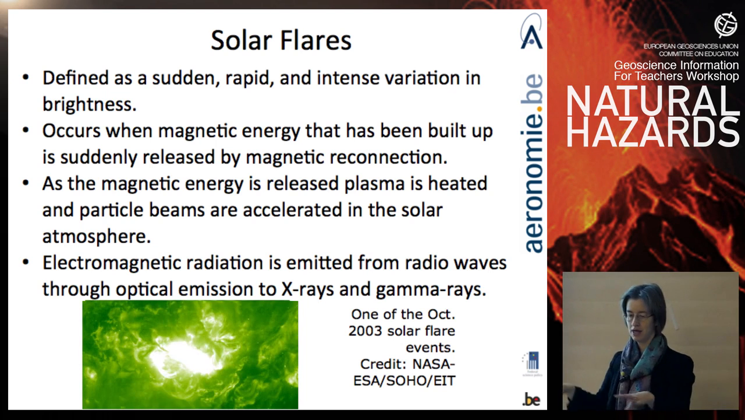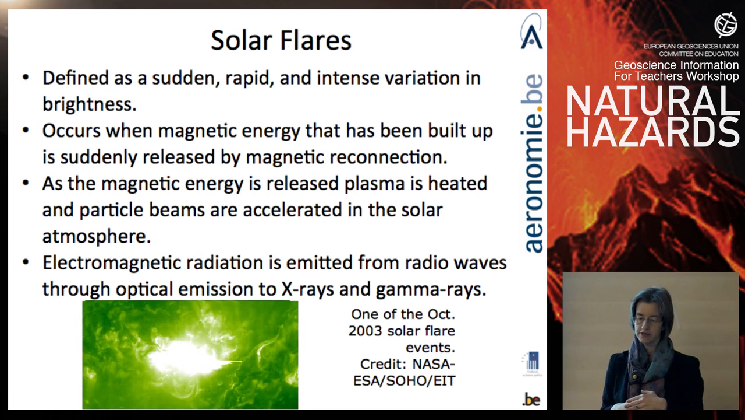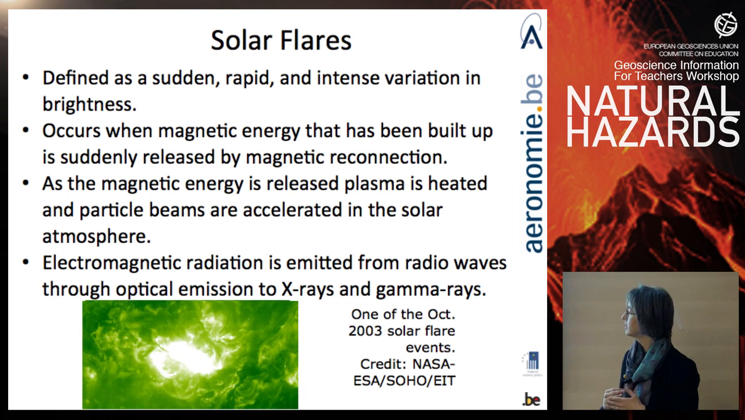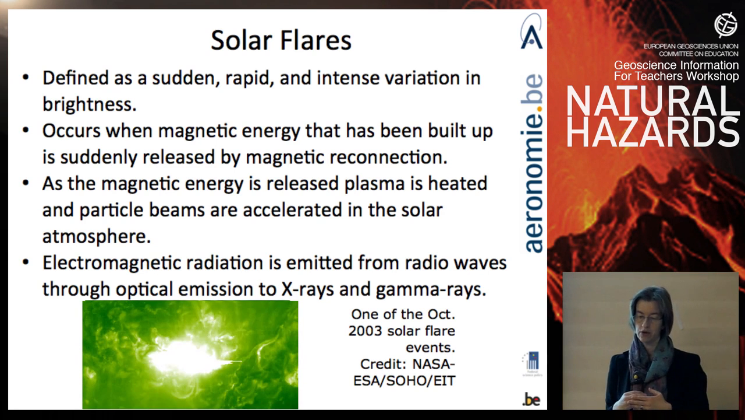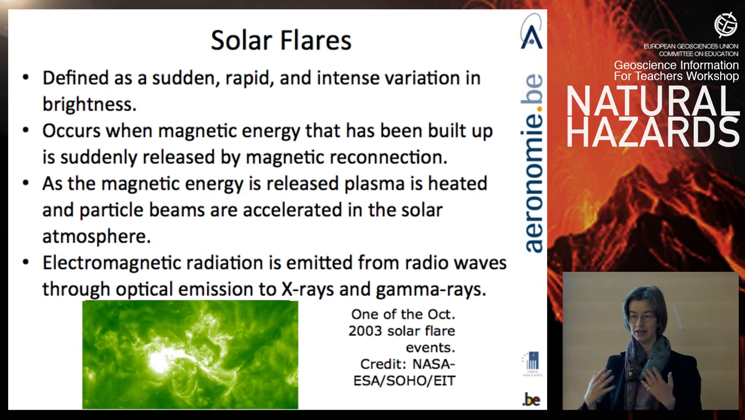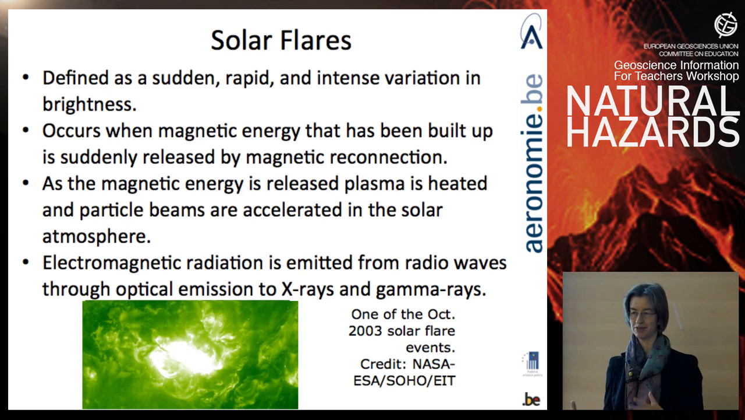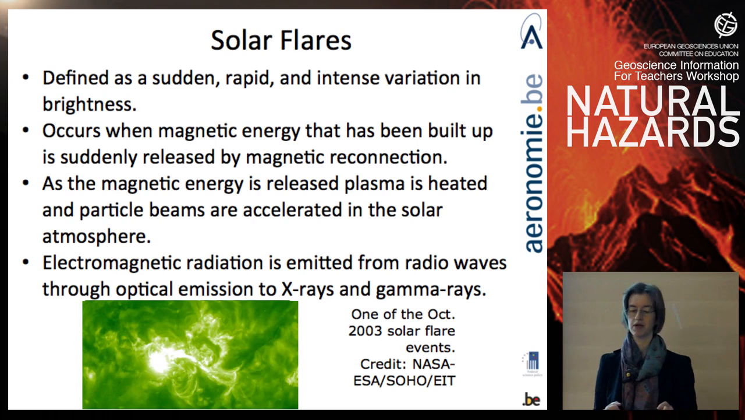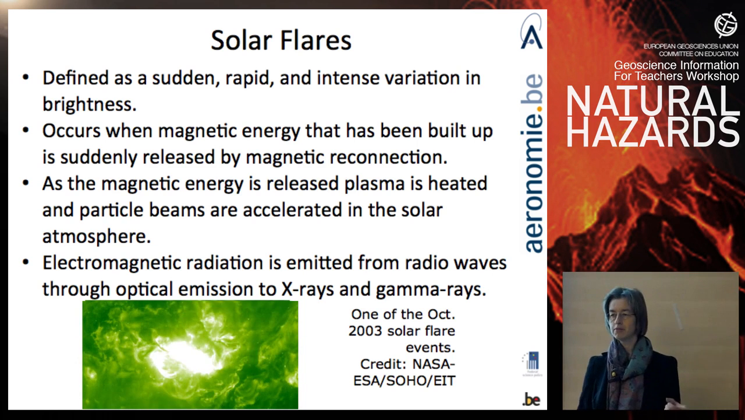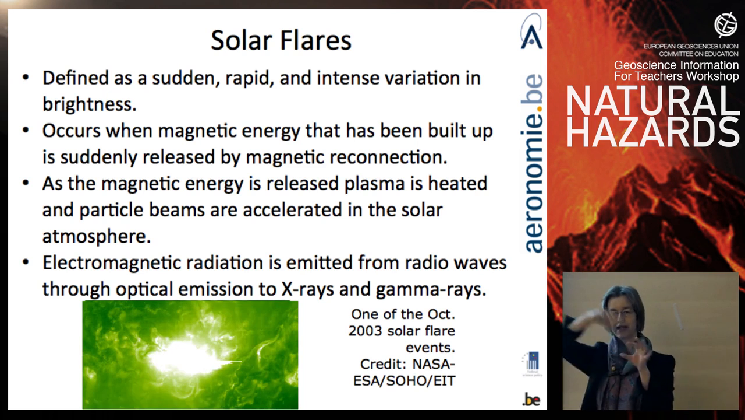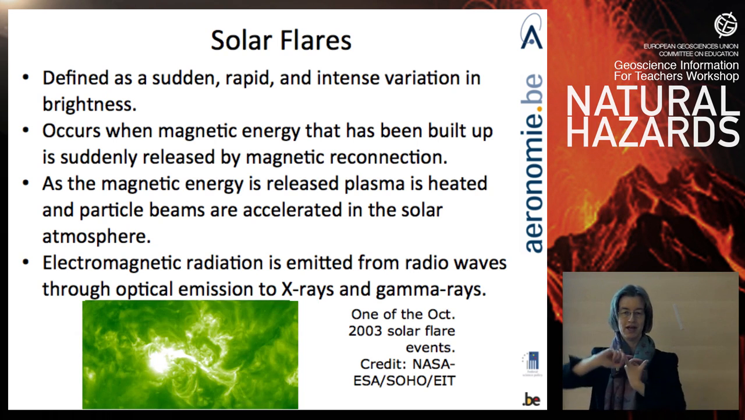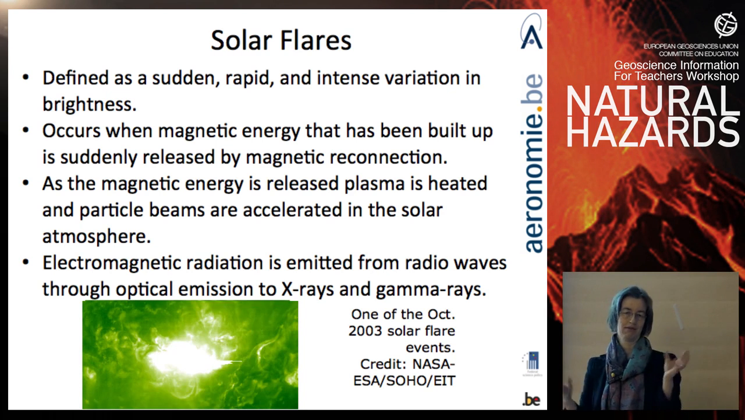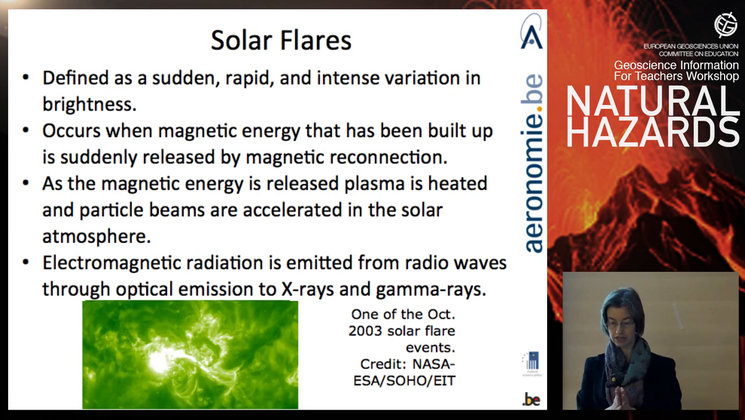The white is. So solar flares are defined as sudden, rapid, intense variations in brightness. They occur when basically magnetic energy has been built up, so remember the sun is a plasma, so it's like magnetic fields there, and you have something called magnetic reconnection. Very simply, the analogy is pretend your magnetic field lines are rubber bands, and you twist them, and at some point they reach a stress level, and then they break. That's basically what magnetic reconnection is.